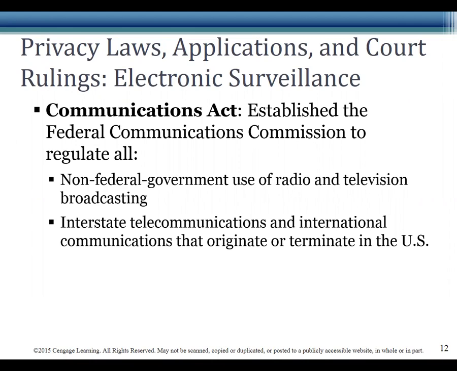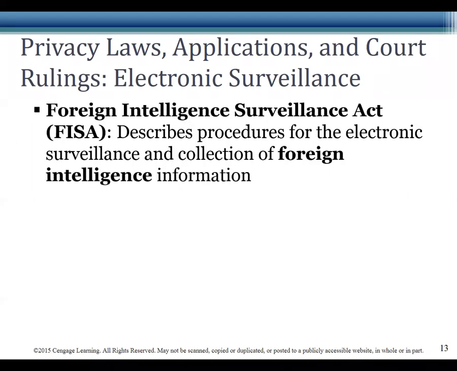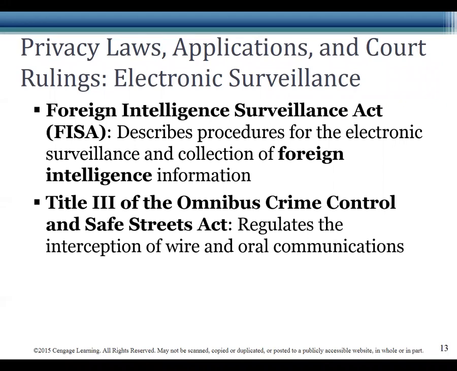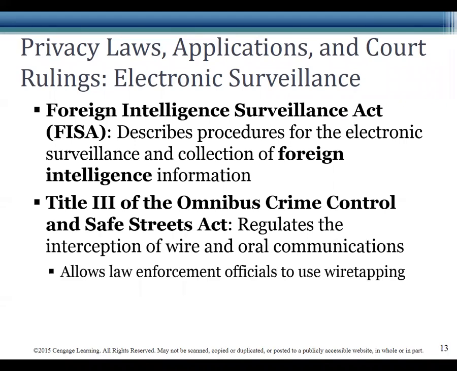Communications Act: established the Federal Communications Commission to regulate all non-federal government use of radio and television broadcasting, interstate telecommunications, and international communications that originate or terminate in the U.S. Foreign Intelligence Surveillance Act, FISA, describes procedures for the electronic surveillance and collection of foreign intelligence information. Title III of the Omnibus Crime Control and Safe Streets Act regulates the interception of wire and oral communications. It allows law enforcement officials to use wiretapping, but they usually have to have a warrant. Known as the Wiretap Act.